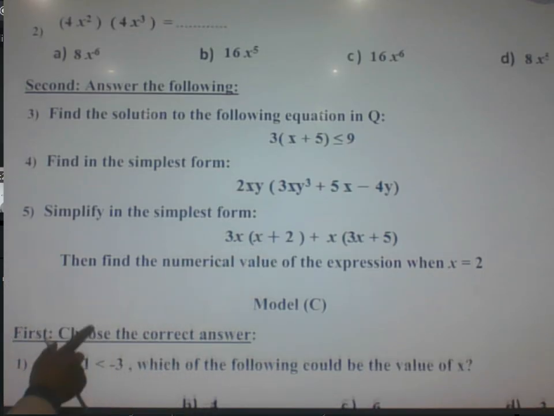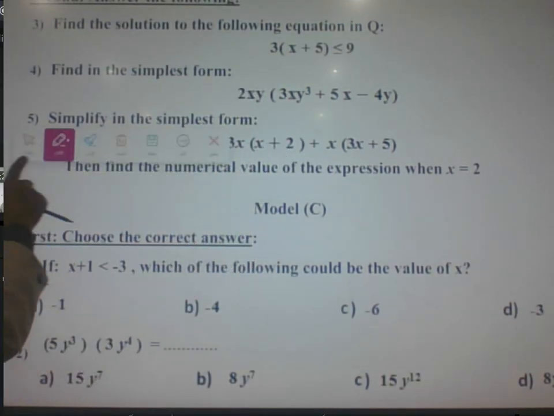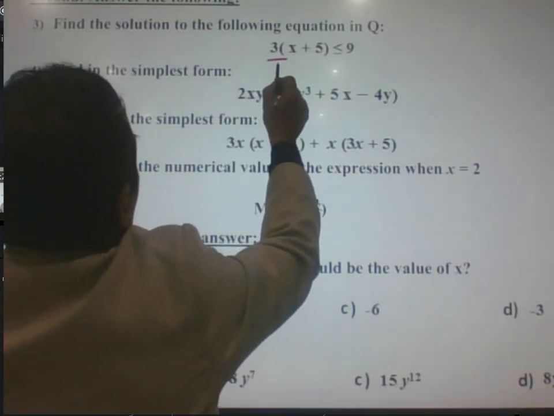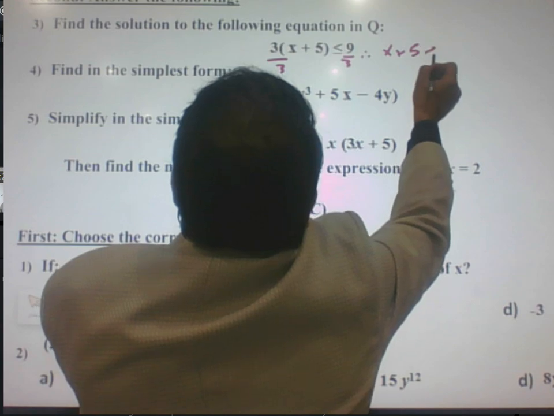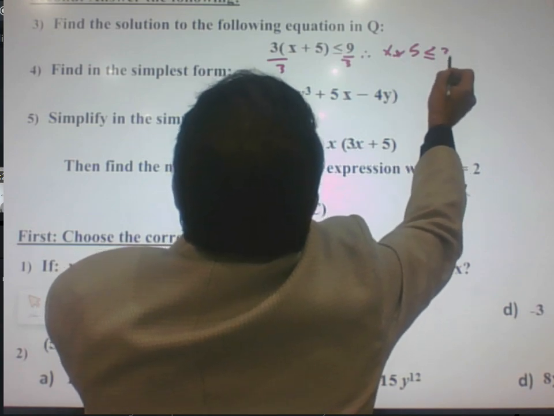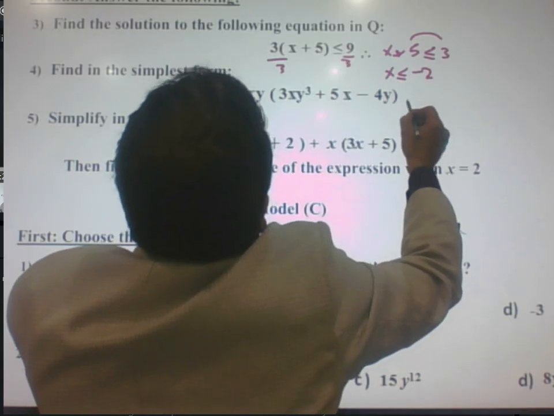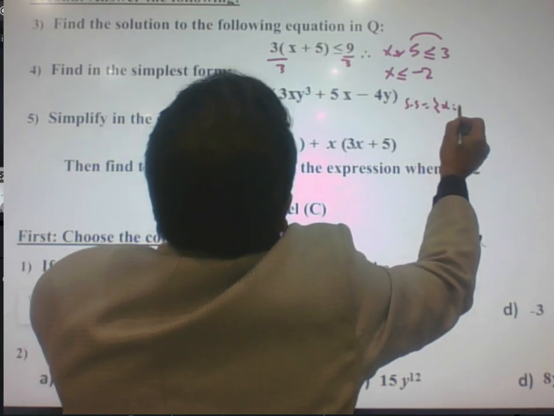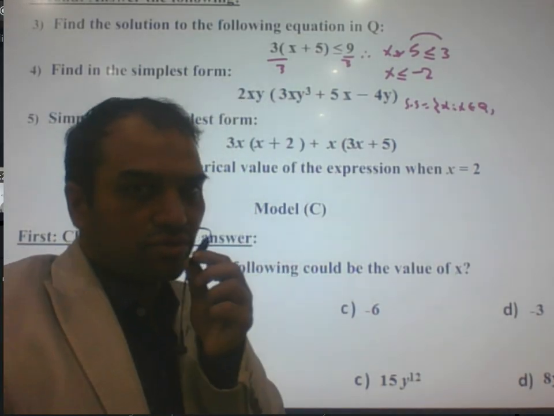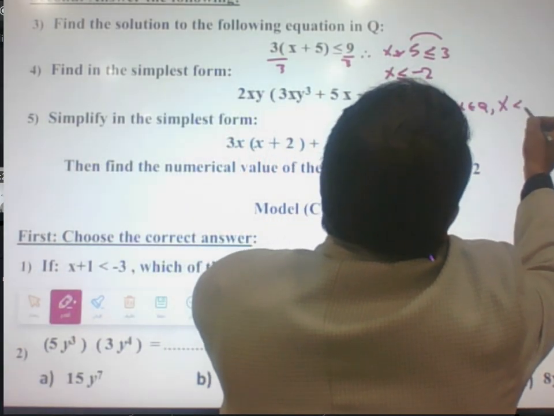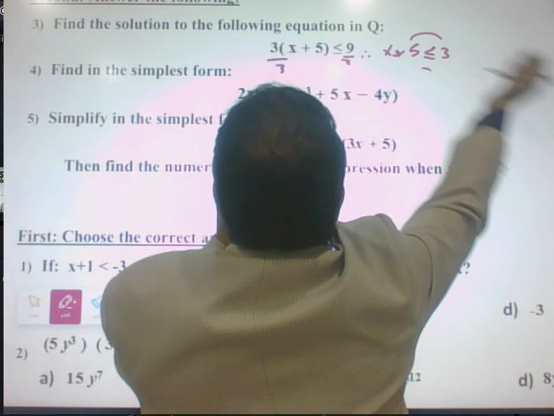Next question. We can solve this inequality here. First step, divide both the left hand side and right hand side by 3 to cancel the coefficient. Then x plus 5 is less than or equal to 3. Next step, move 5, then x is less than or equal to 3 minus 5, which is negative 2. Then the solution set will be x such that x belongs to the rational numbers, and x is less than or equal to negative 2. Okay, the solution.